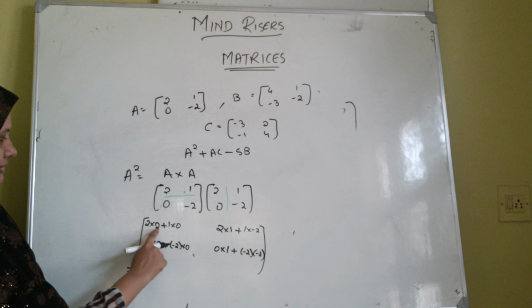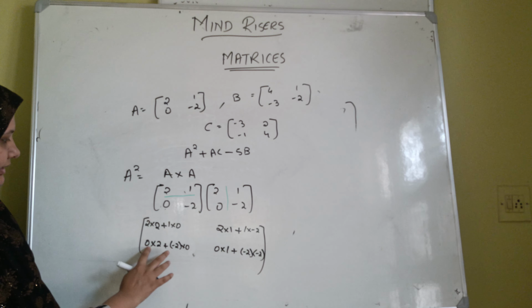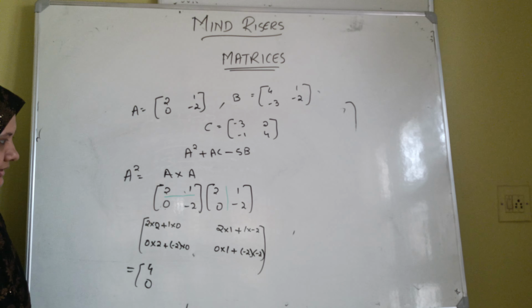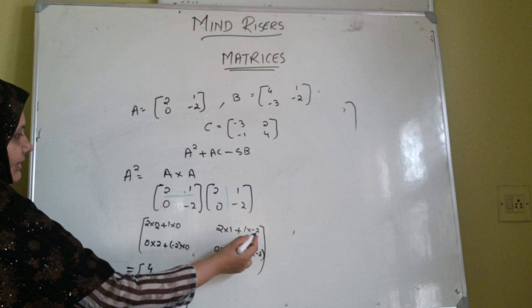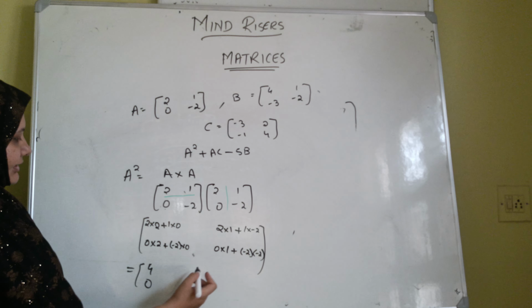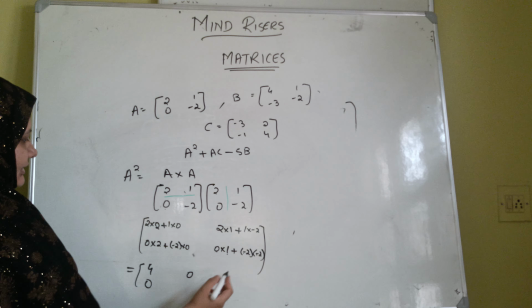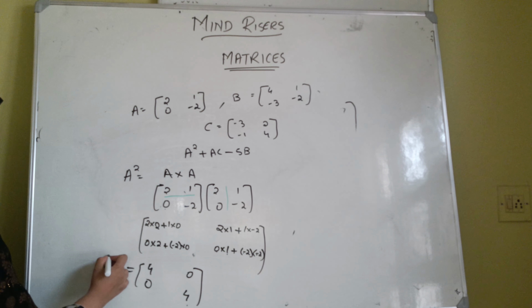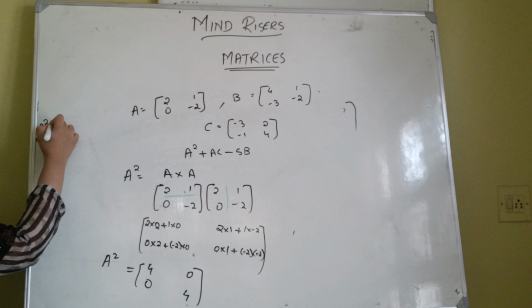So what do we get? 2 2s are 4 plus 1 zeros are 0. So the first number is going to be 4. Then 0 into 0 is 0 and again 2 into 0 is also 0. So this will be 0. Here we'll have 2 1s are 2 plus 1 into minus 2 is minus 2. So 2 minus 2 will be 0. 0 into 1 is 0 and minus into minus would be plus 4. So this is the value of A square. So I'll just mention it here.